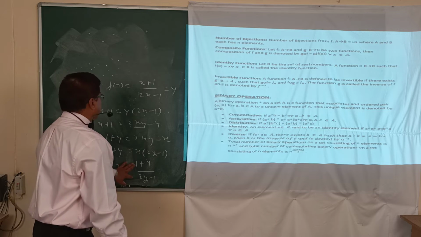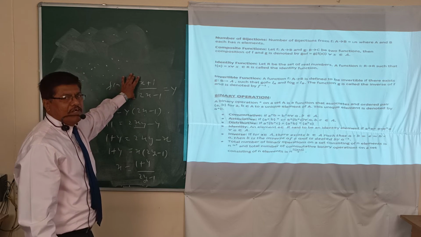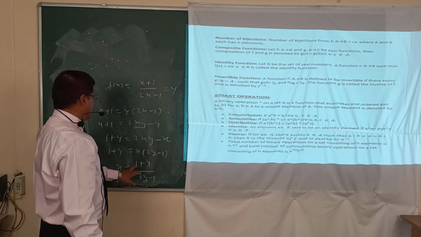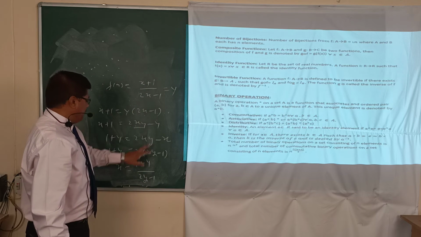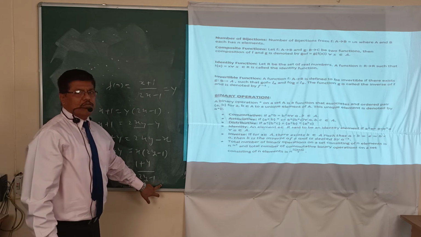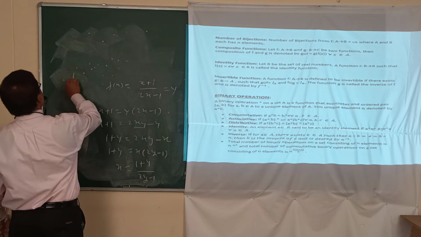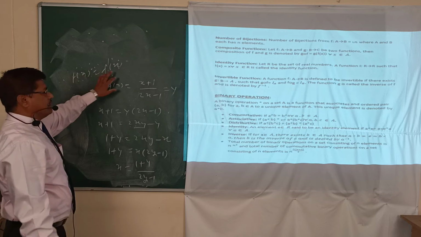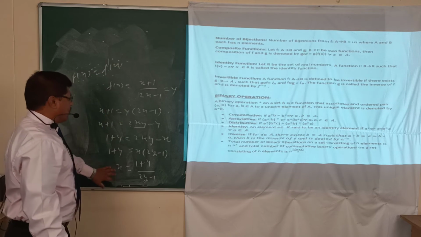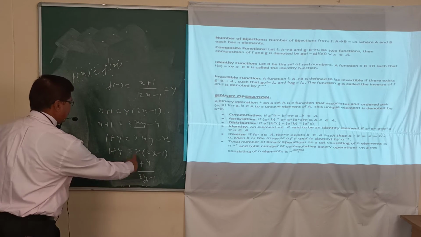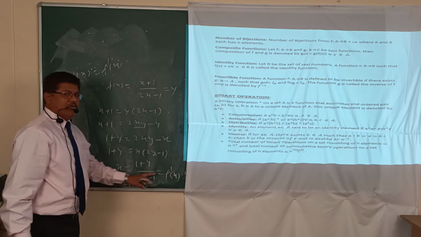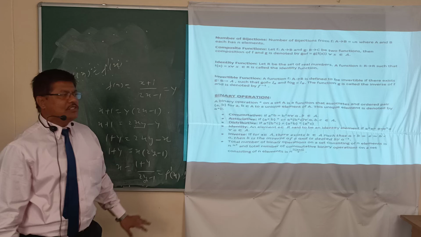Now you will compare with the given function. If the same value is coming, this is x plus 1, here y plus 1, 2x minus 1, this is 2y minus 1. It means f(x) is equal to f inverse x, you can say. It means this is your onto function and this is known as f inverse x. So this is the process by which you can prove it.